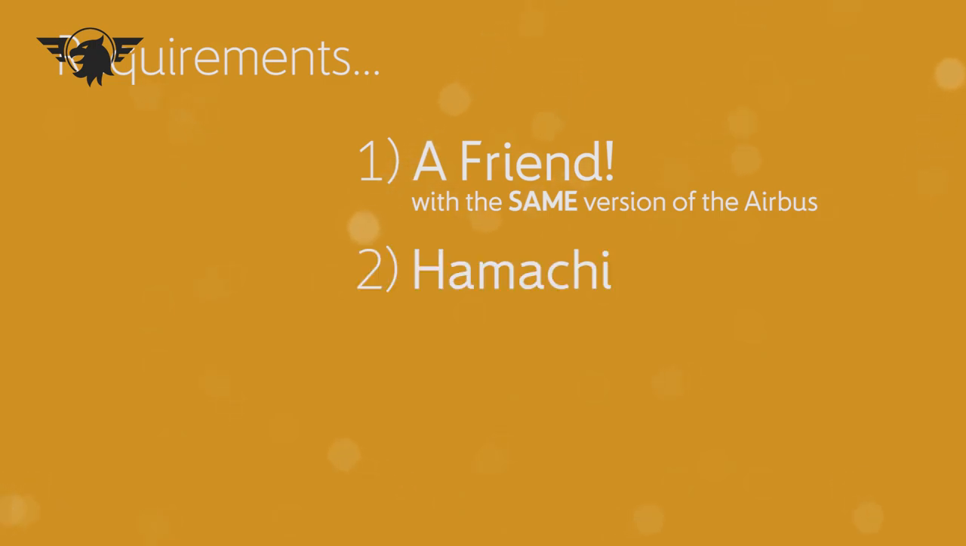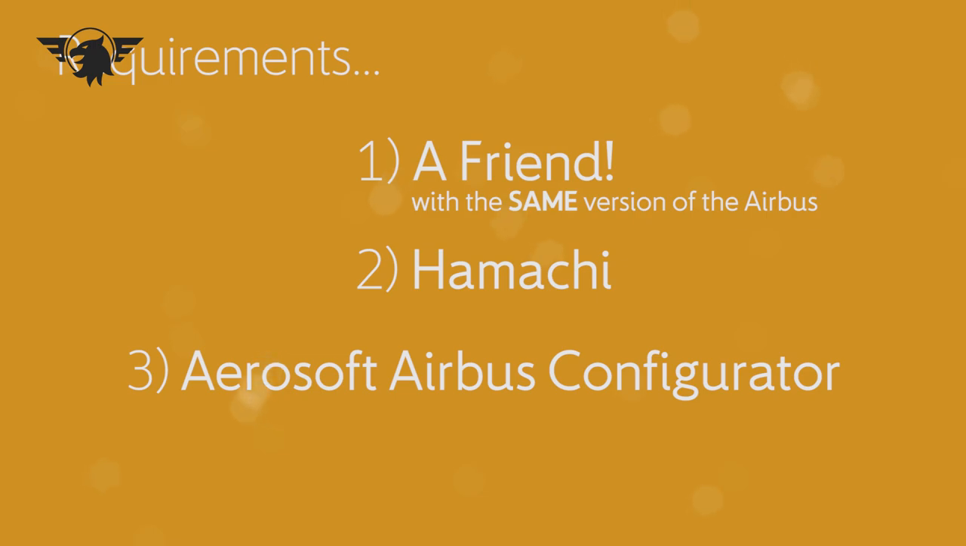Second of all, you will need a program called Hamachi. Now, Hamachi is a freeware tool, and I will leave the link to Hamachi in the description below. What Hamachi does is essentially create a virtual network adapter, which does away with all the restrictions of a normal network adapter, like port blocking. It essentially bypasses everything so that you can connect to your friend and they can connect to you without any issues. Lastly, you need the Aerosoft Airbus configurator, which comes with the Airbus.